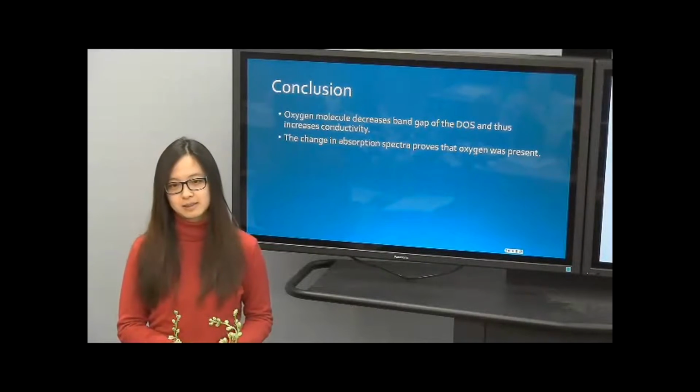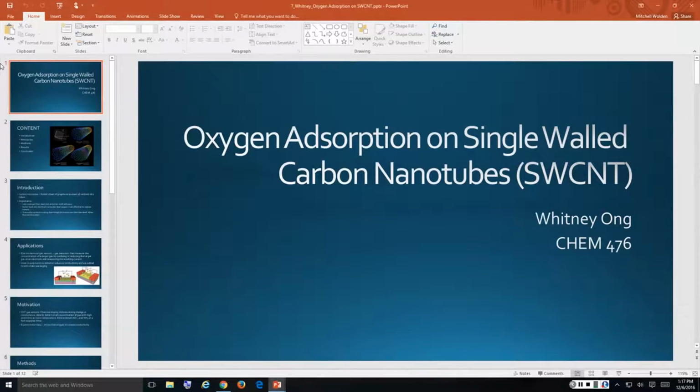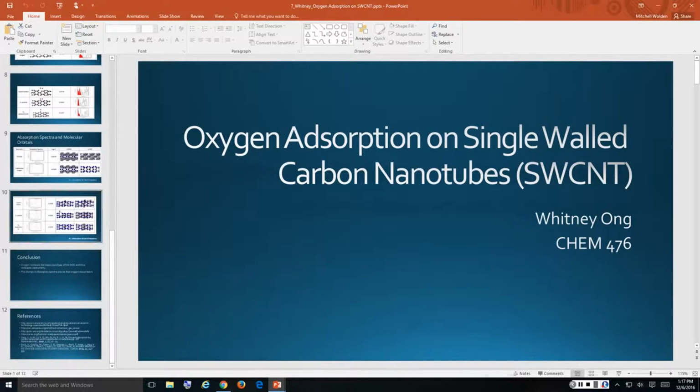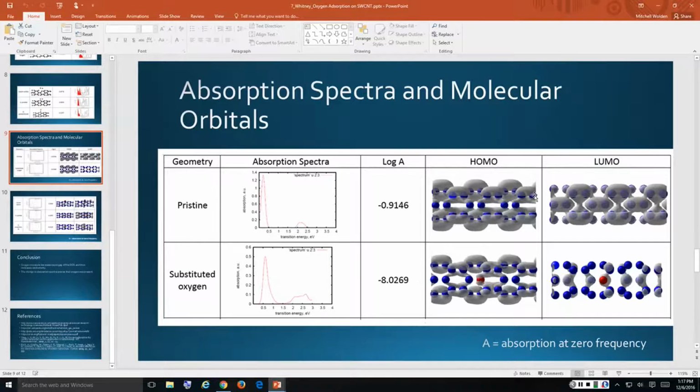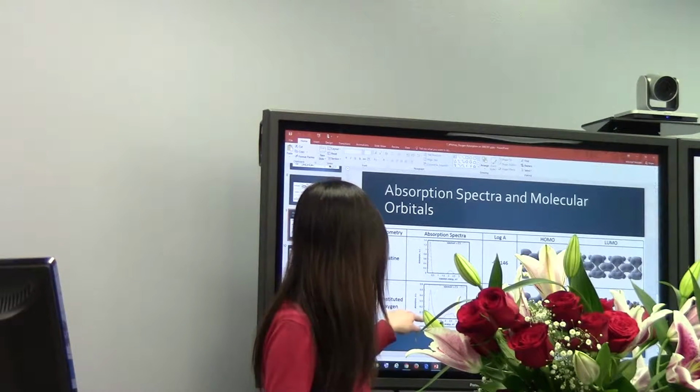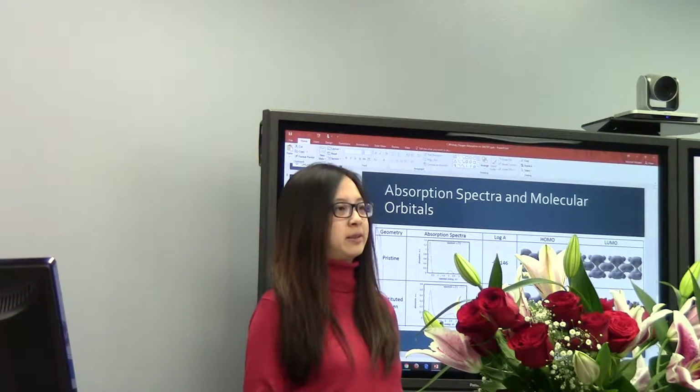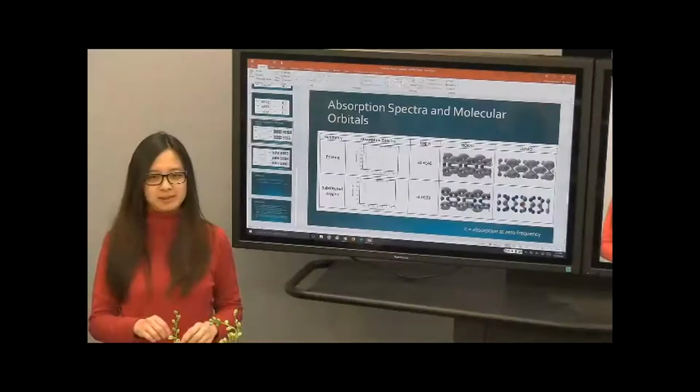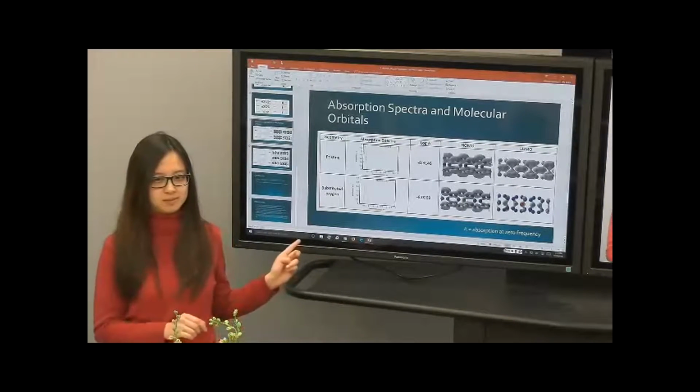On one of your tables, you had log of A. What does that mean? So the A is the absorption at zero frequency, but because it's too small to measure, I use a logarithm.